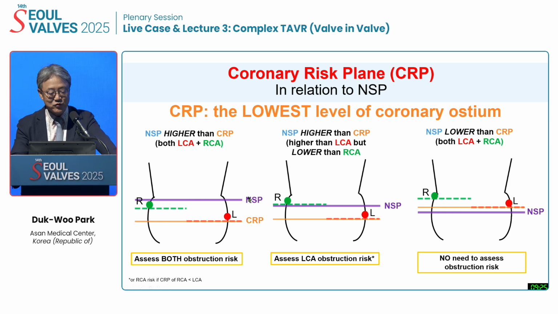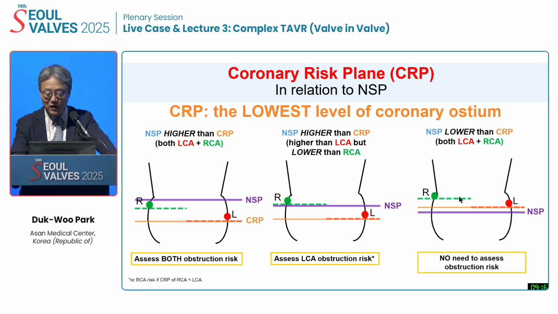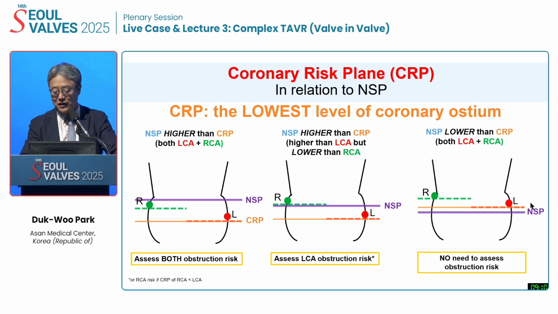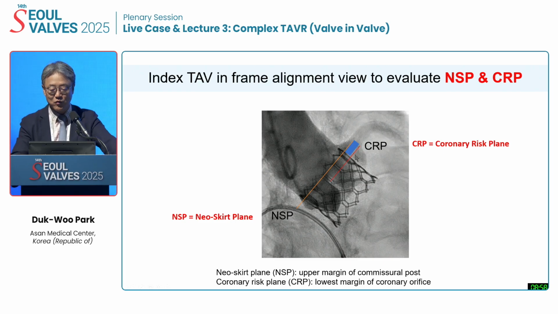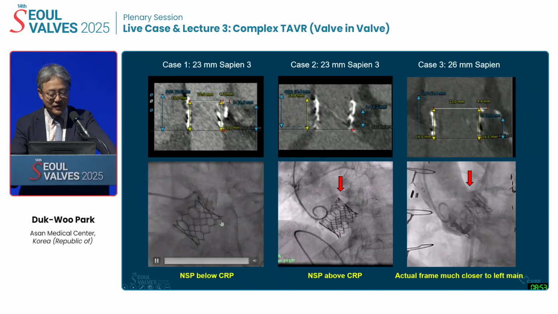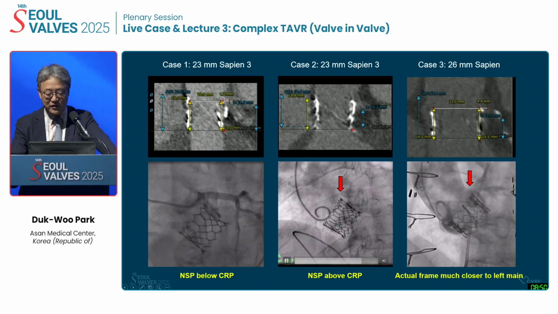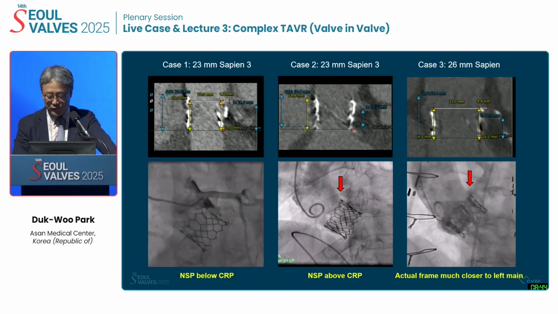In the left case, the neo-scutal valve plane covers the right coronary as well as the left coronary, so there is a risk of coronary obstruction. In the right panel, the neo-scutal plane is below the right and left coronary arteries, so obstruction risk is quite low. On angiography, we can measure where the neo-scutal plane is, the upper part of the valve, and the coronary risk plane is the lower part of the coronary. Also, we consider some space. This demonstrates the neo-scutal plane and the coronary risk plane in some combinations, and the calcium.